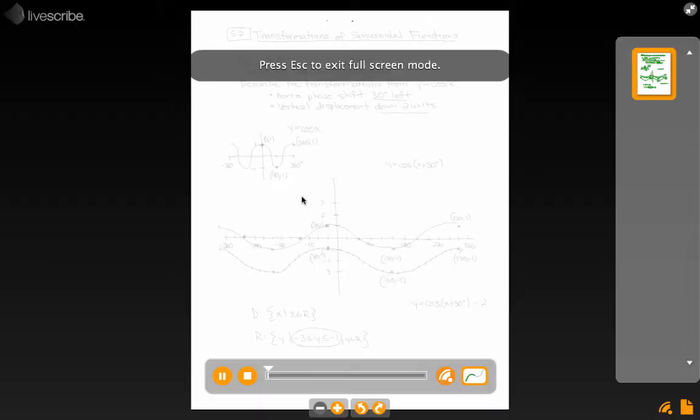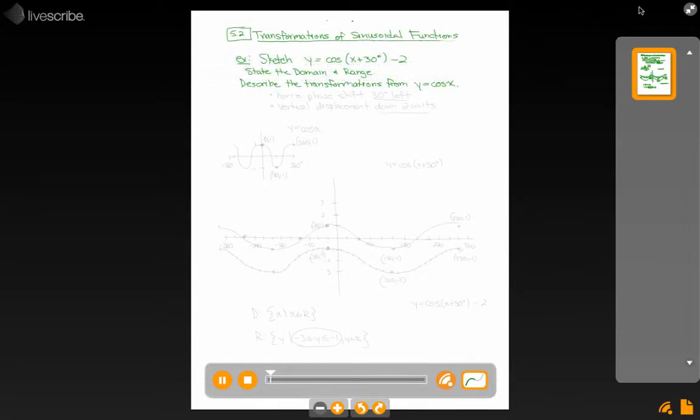This example comes out of section 5.2, transformations of sinusoidal functions. This example has a few parts to it. First, we're going to be asked to sketch y equals cosine of x plus 30 degrees minus 2. We'll be asked to state the domain and range and describe the transformations from y equals cos x.